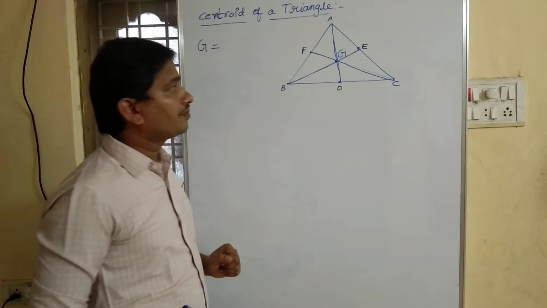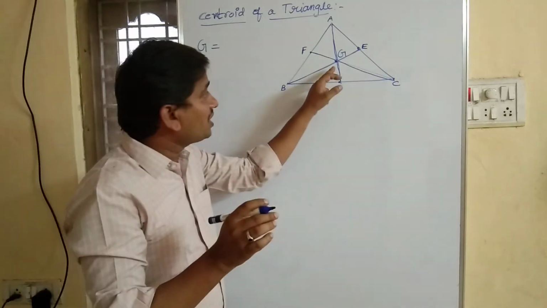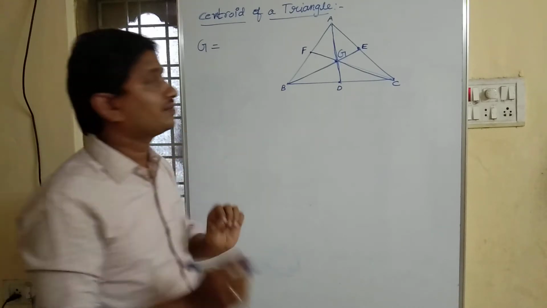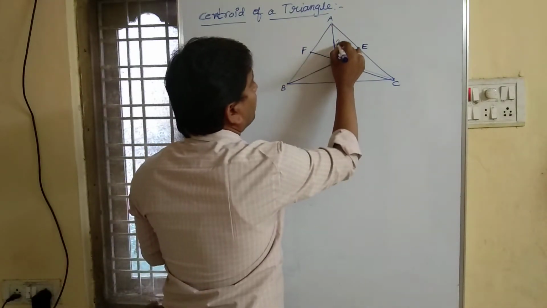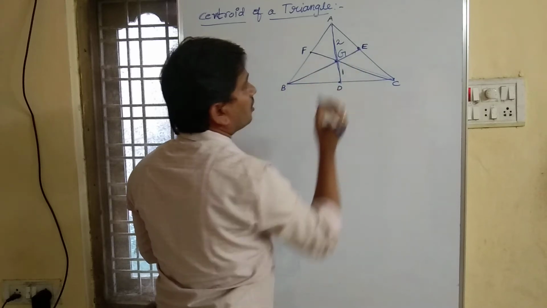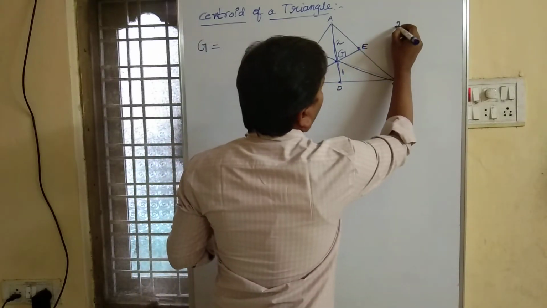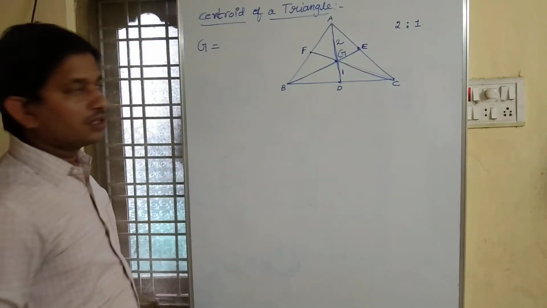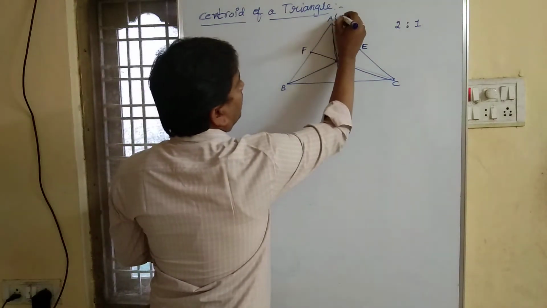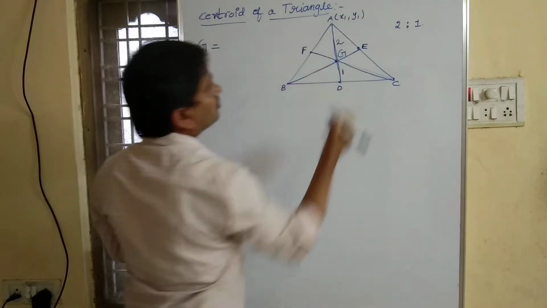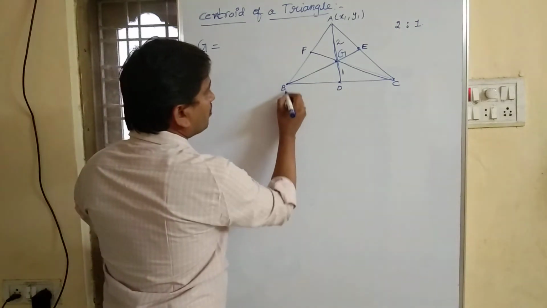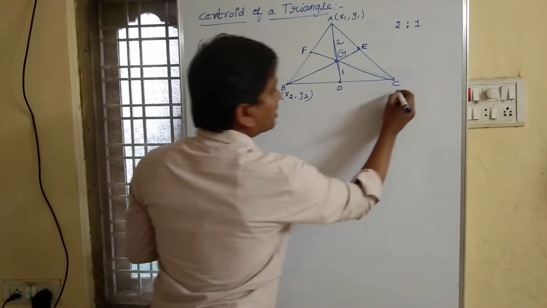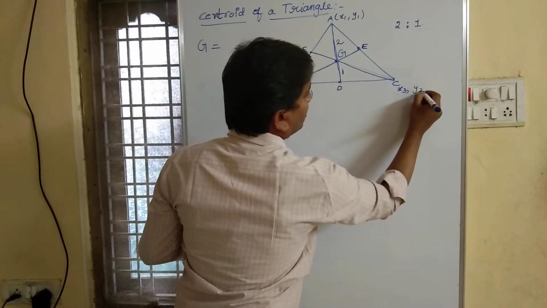The centroid G divides a median in the ratio 2:1, children. For example, if AG is 2, then what about GD? It is 1. The centroid divides a median in the ratio 2:1. Children, let the vertex A be (x1, y1), the vertex B be (x2, y2), and the vertex C be (x3, y3).